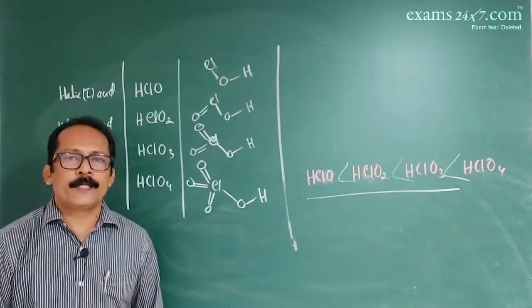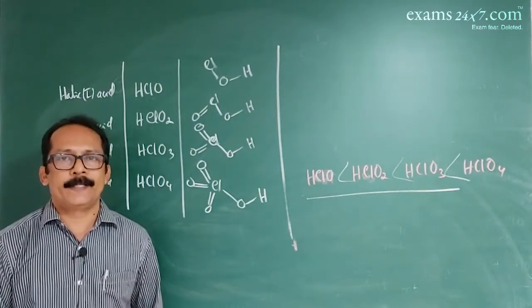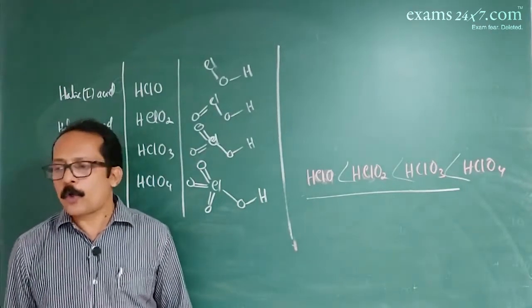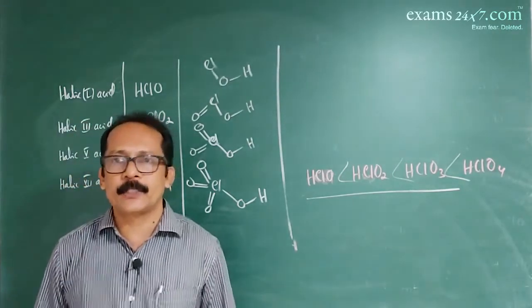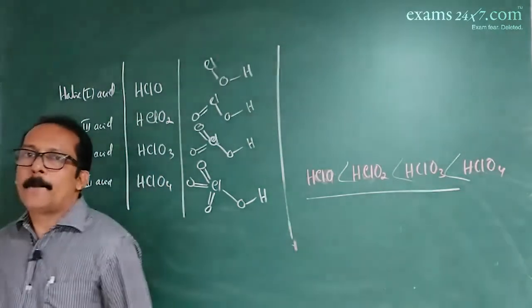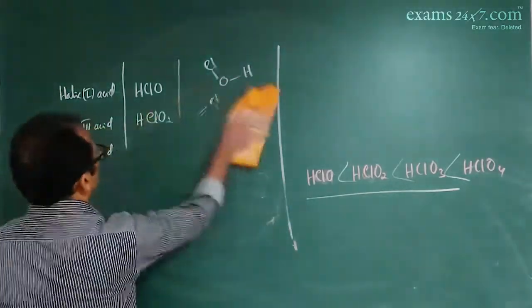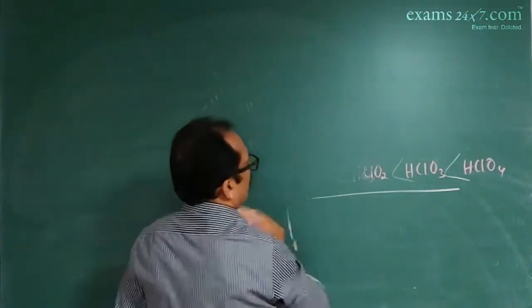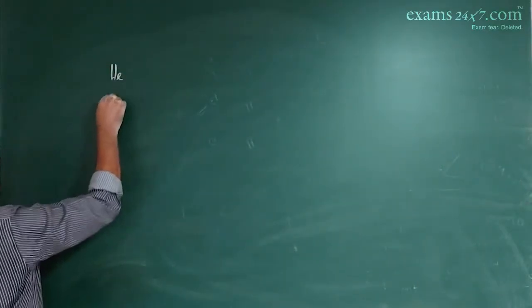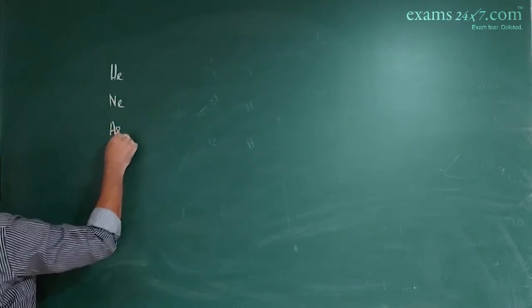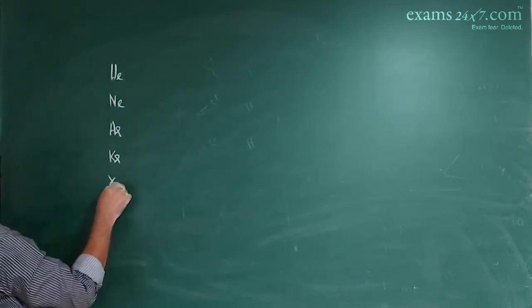Now, lastly about group number 18. Now, in this part you have to concentrate on the compounds of xenon and type of hybridization and about the lone pair and the bond pair of electrons. Now, so example for group number 18. First one is helium, neon, argon, krypton and xenon.